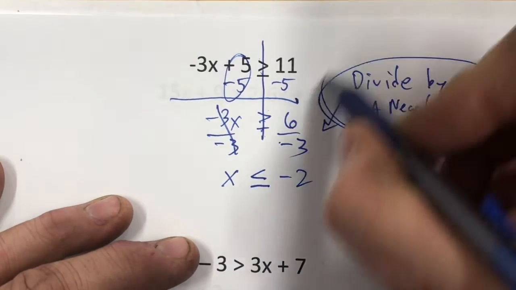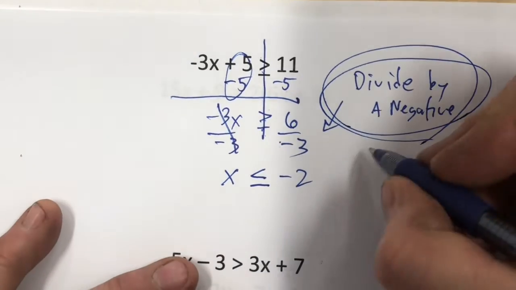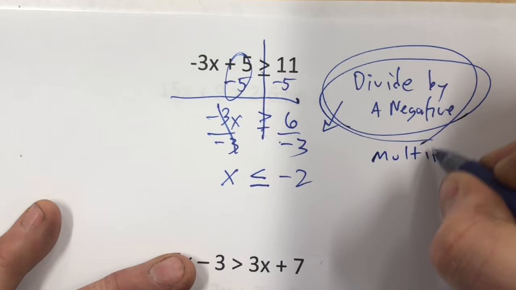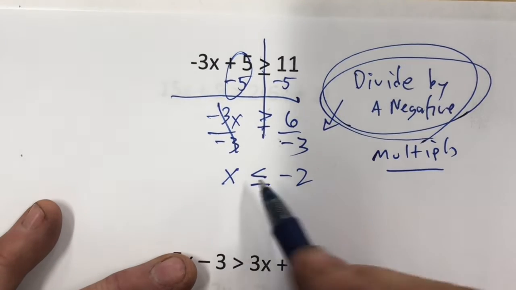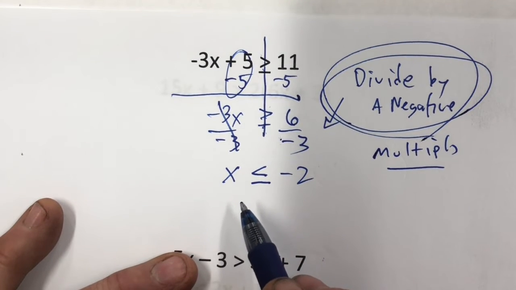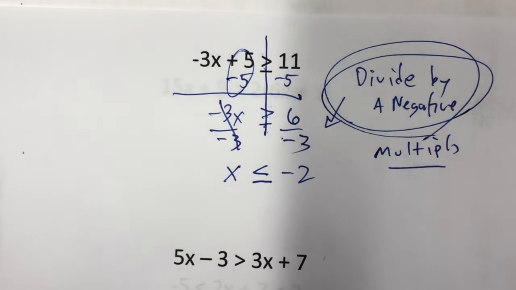And you have to remember this. Whenever you divide by a negative or multiply by a negative, it changes your inequality the other way. If it's not negative, it won't do anything. It just stays the same.